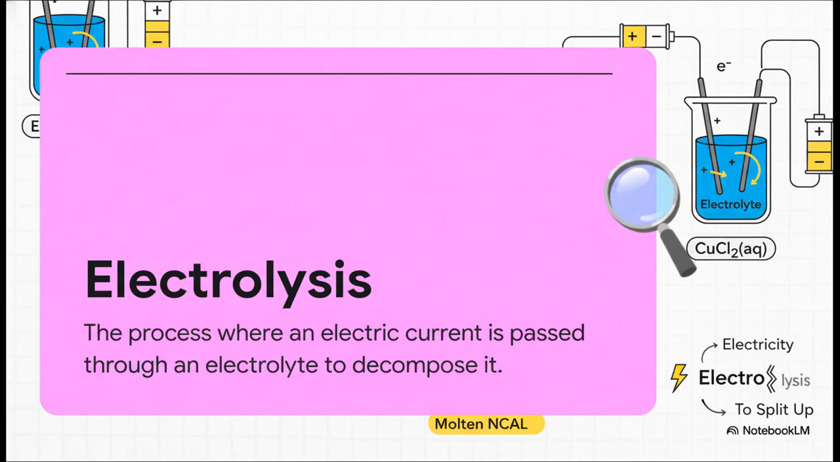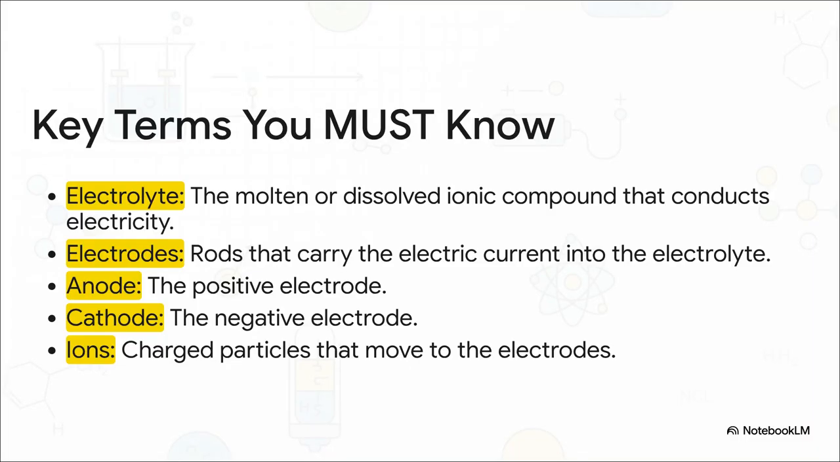The key detail, the one you can't forget, is that the compound has to be molten or dissolved. We call that an electrolyte. And that brings us to these 5 terms that you have got to know. The electrolyte is our substance, and it only works because when it's molten or dissolved, its ions, those are the charged particles, are free to move around and carry the charge.